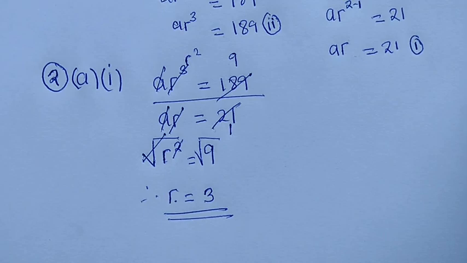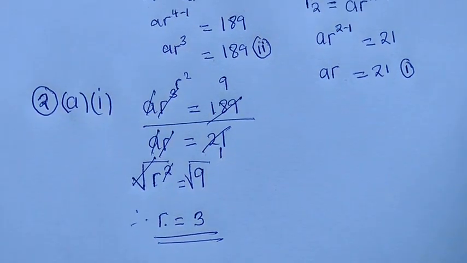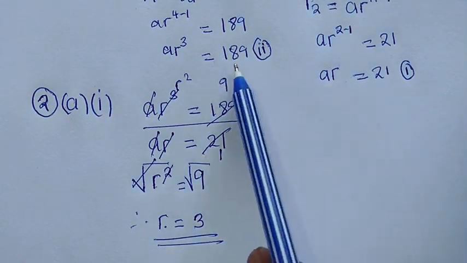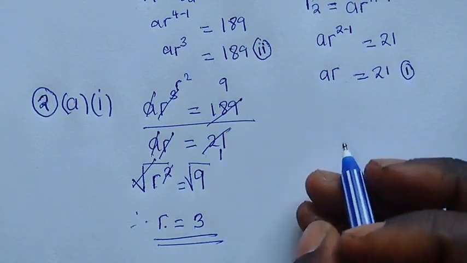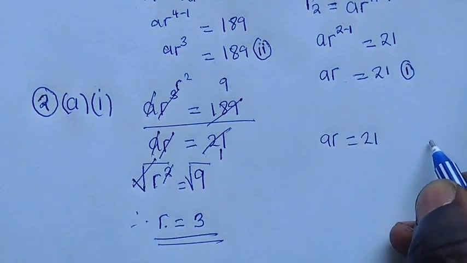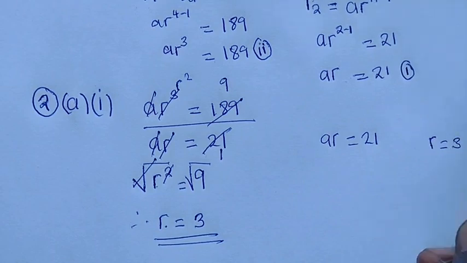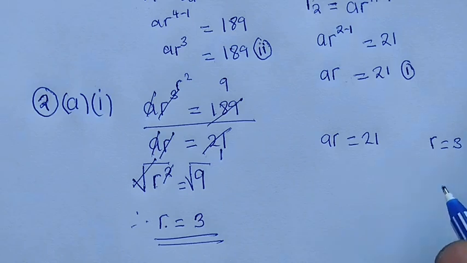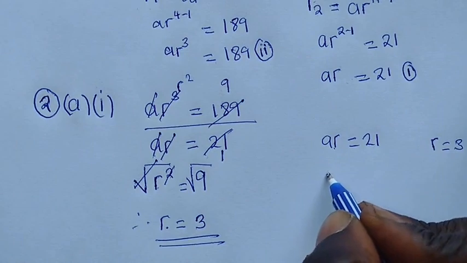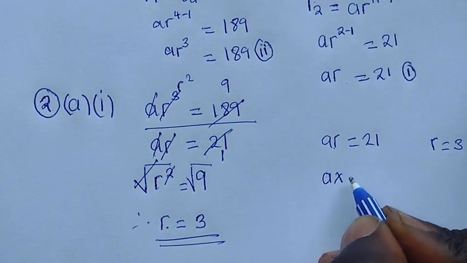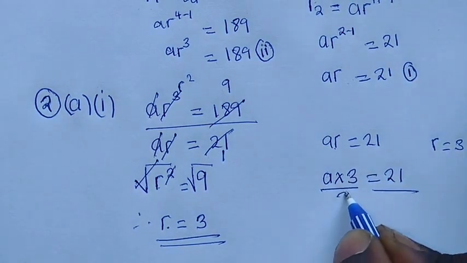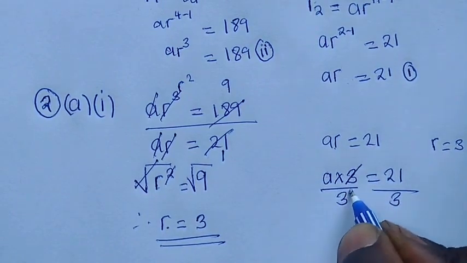So how do we find now the first term? To find the first term, remember you have your equation 1 and equation 2. You can pick any of these two. Let's say we pick this one where we say ar is equal to 21. We know that the common ratio is 3, so where there is r, we are just going to substitute with 3. We are going to have a times 3 is equal to 21. I will divide both sides by 3 so that we find the value of a.